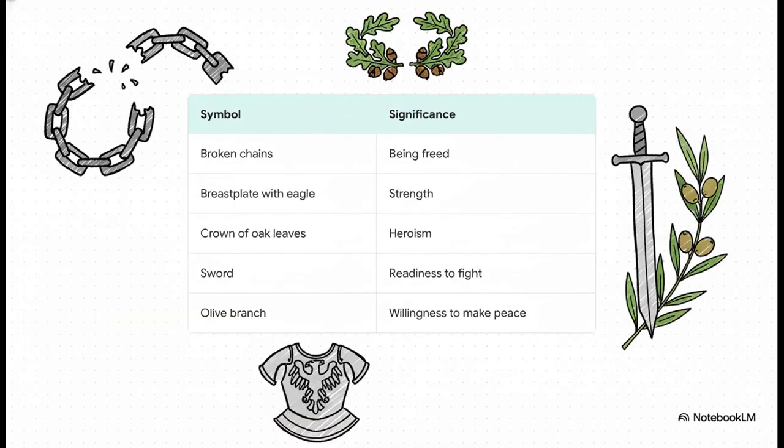Now, every little object in these paintings has a specific meaning. Let's decode Germania together. The broken chains at her feet mean being freed. The breastplate with the eagle is a symbol of strength. The crown of oak leaves stands for heroism. She holds a sword, which shows she is ready to fight. But look, there's an olive branch around it, which means she is willing to make peace. This table is very useful because you often get picture-based questions asking you to explain these very symbols.